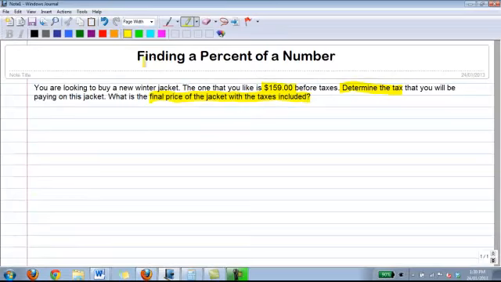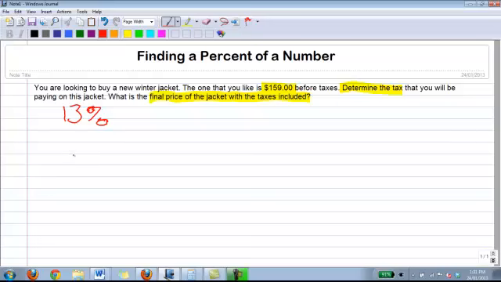Now the one thing that they do not tell you in this question is what tax they want you to find. But here in Ontario, we all know that our sales tax is 13%. So that is the percentage that we are going to try to find of $159.